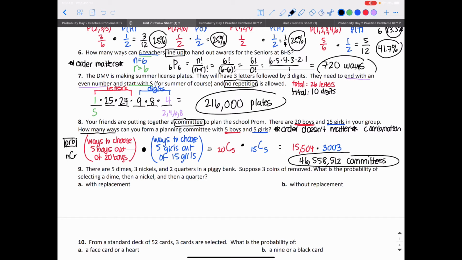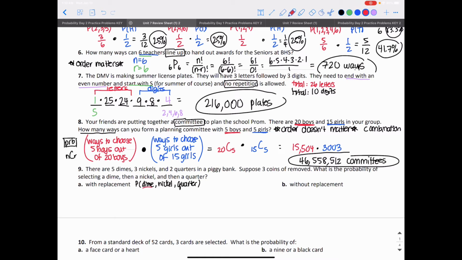All right, for 9, there are 5 dimes, 3 nickels, and 2 quarters in a piggy bank. Suppose 3 coins are removed. So I'm taking 3 coins out of the, is it a bag? No, out of the piggy bank. I want to know the probability of selecting a dime, then a nickel, and then a quarter. So first I want to know with replacement. I want to know the probability of getting a dime, a nickel, and then a quarter.